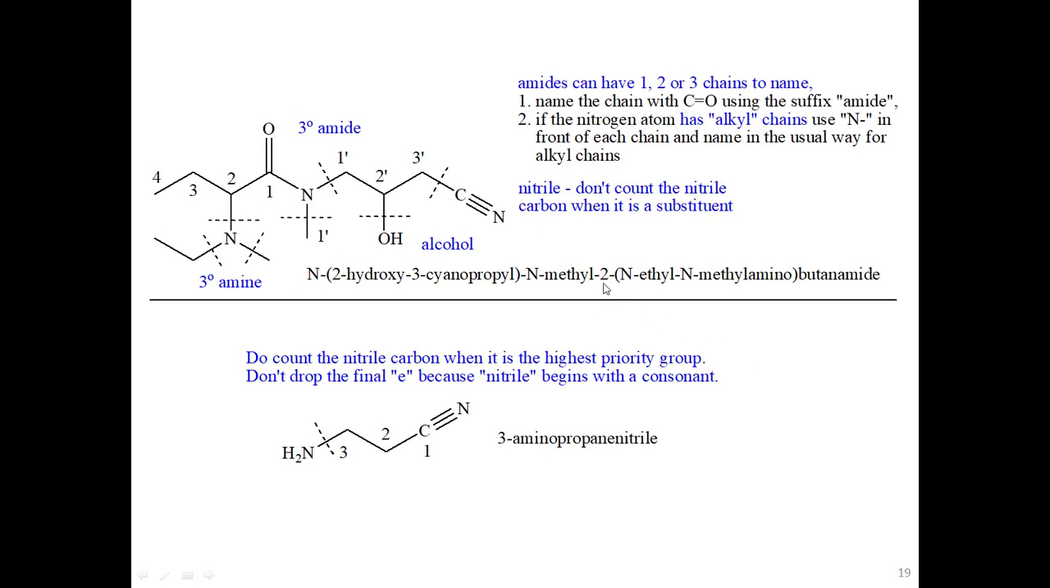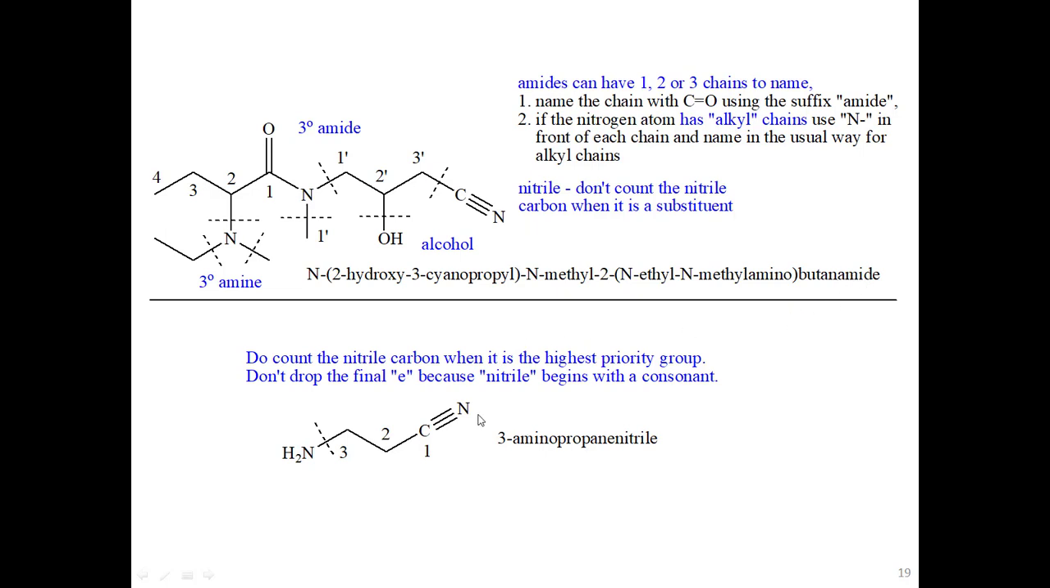And then I say 2, because now I'm naming the other side, 2-(N-ethyl, N-methyl amino). That's in parentheses because the N's are separate from the 2. And then it's 4 carbons long, so it's butane, and drop the E, add amide. That's the suffix for an amide, butanamide.